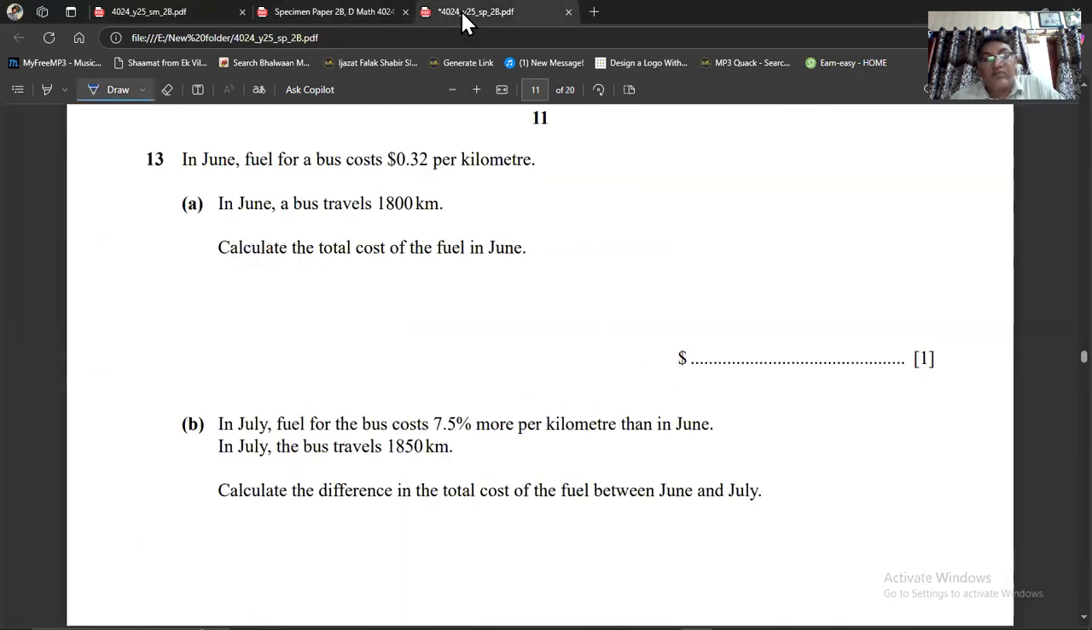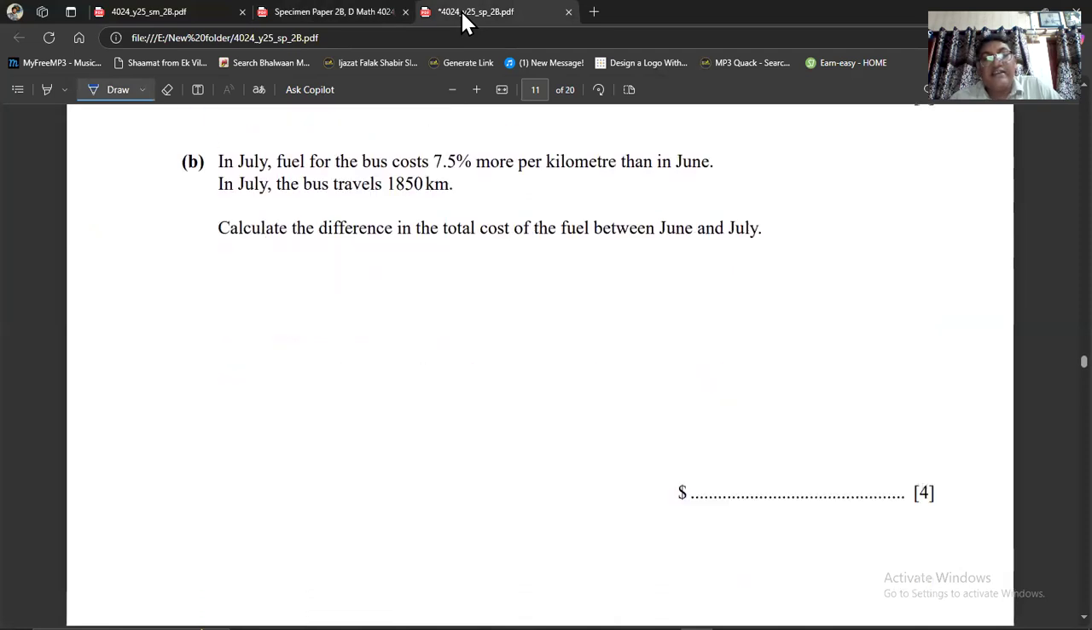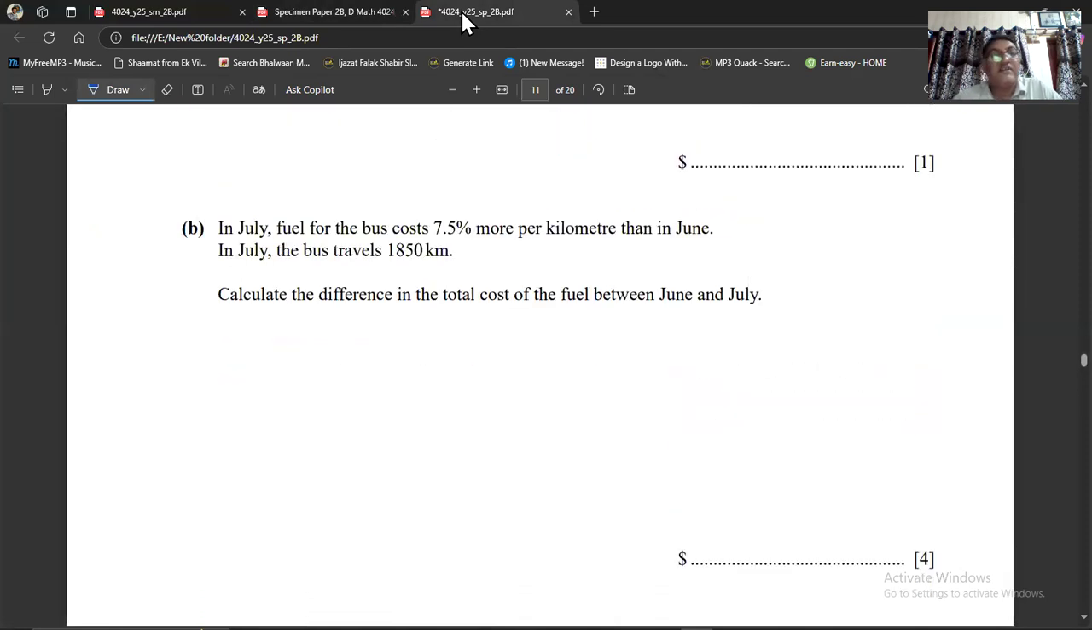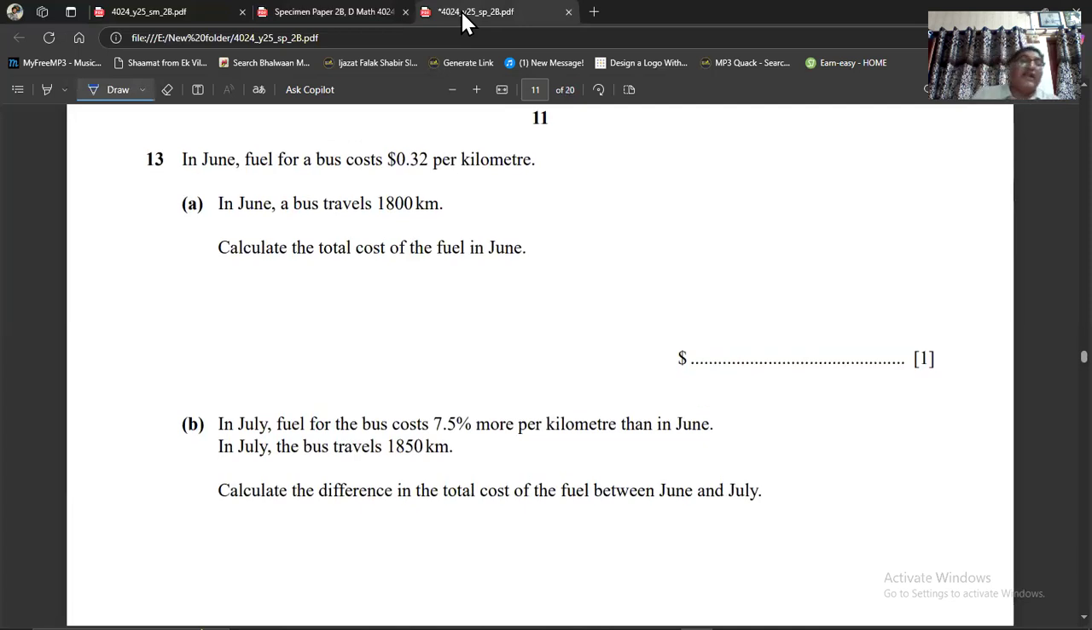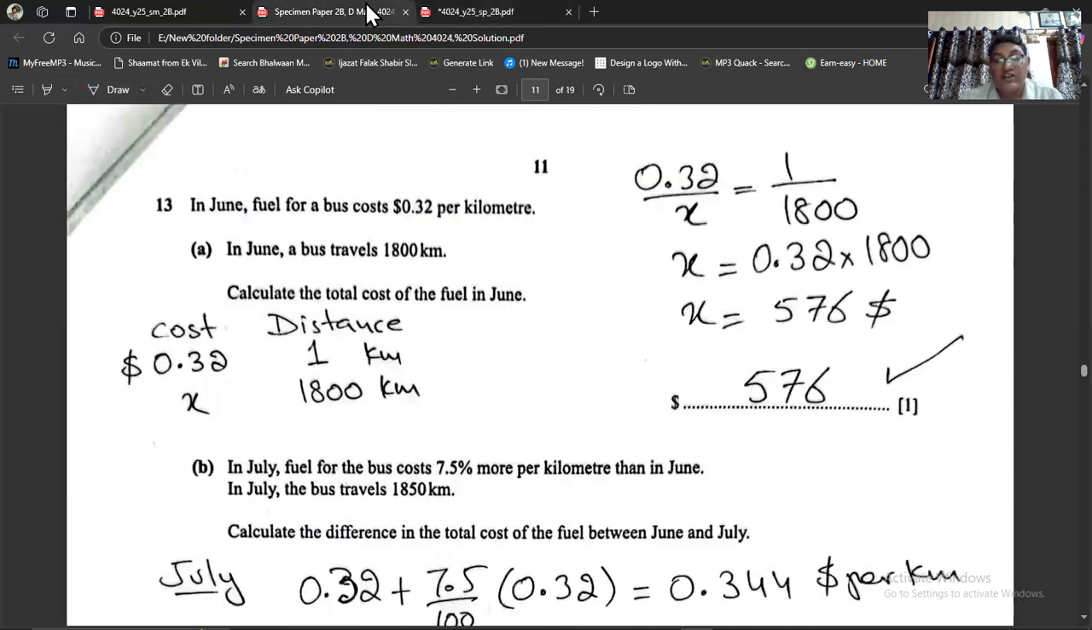Okay, so the next part is question number 13, B part, and it is of 4 marks. In July, the fuel for the bus costs 7.5% more per kilometer than in June. In July, the bus travels 1850. This is 1850. You see, this was 1800 kilometers. This is a very tricky number. So this is 1850. Now the distance is different. Calculate the difference in the total cost of the fuel between June and July. Now the cost of the fuel, which was previously 0.32, is now 7.5% more.